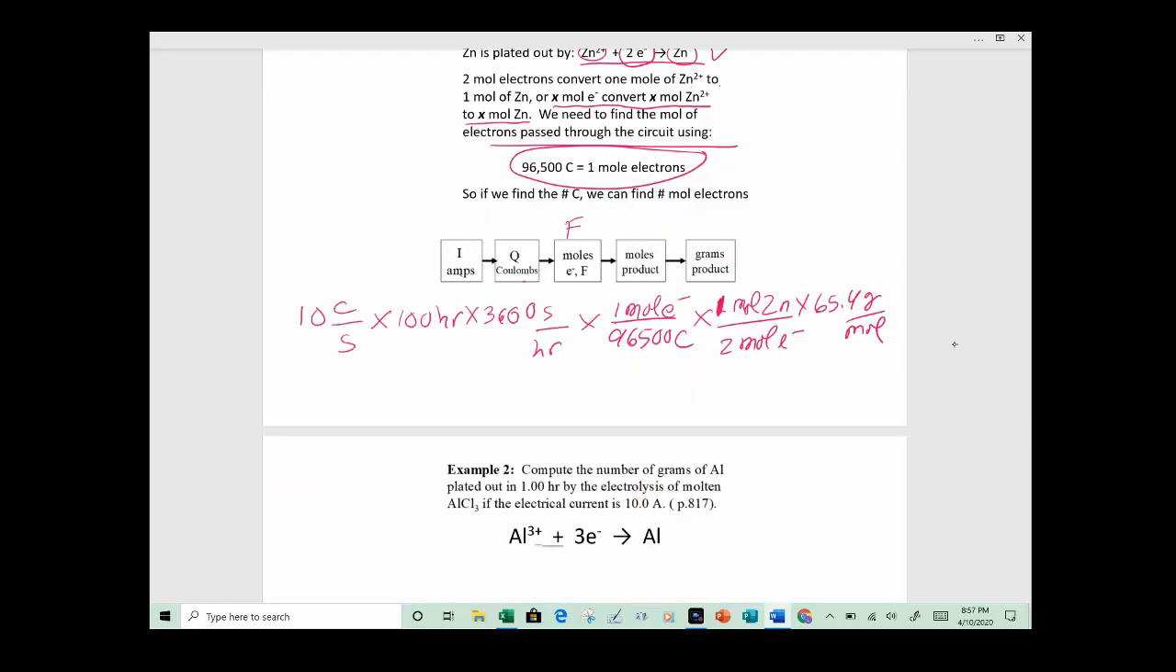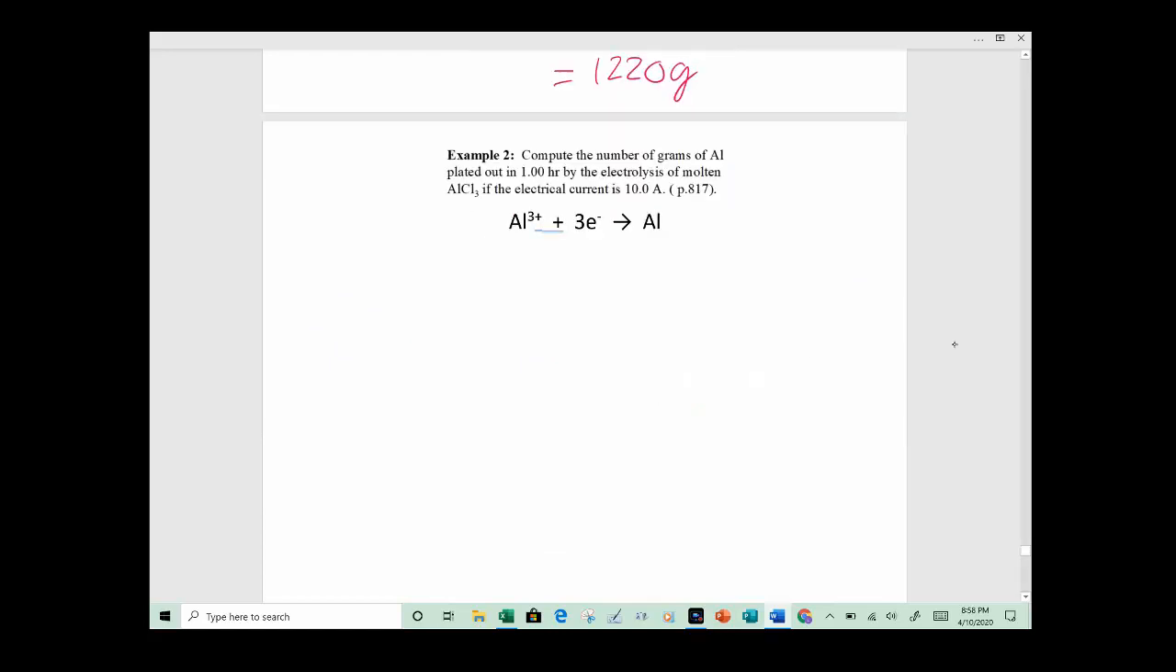So our calculation is 10 coulombs per second times 100 hours times 3,600 seconds per hour, divided by 96,500, divided by 2, times 65.4. That gives us around 1,220 grams. It's so high because we're going for 100 hours. That's almost 1.2 kilograms. Second example: compute the number of grams of aluminum plated out in 1 hour by passing a 10 amp current through the cell.